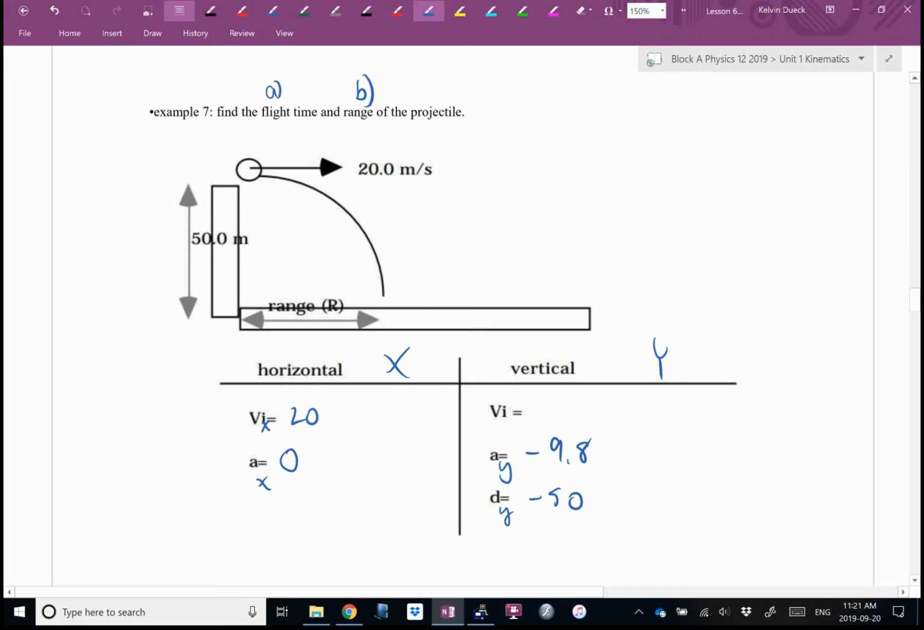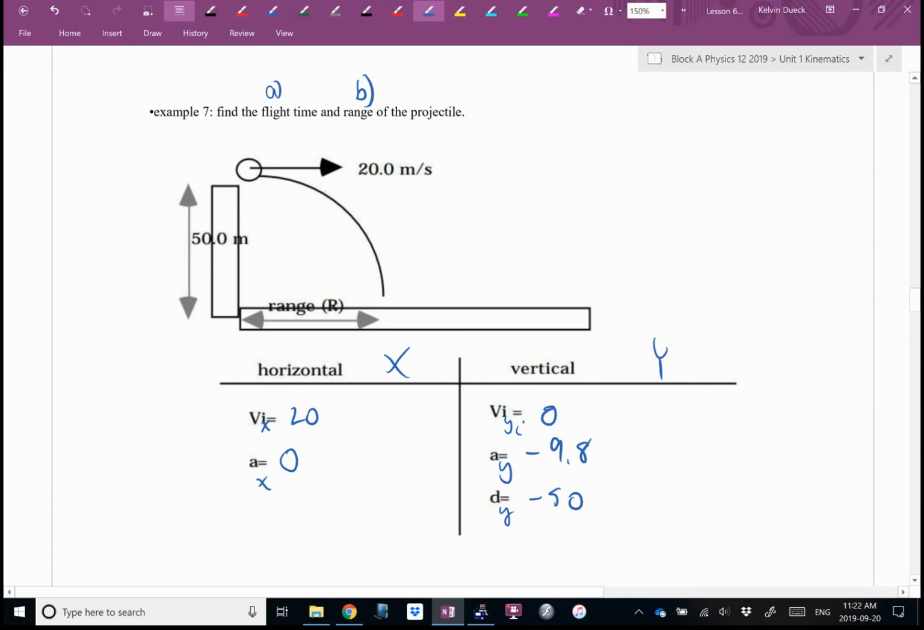How many things do I know in the horizontal column? 2. How many things do I know right now in the vertical column? 2. Not enough. I need 3 things to find the 4th, so there must be something else that I know. And there is. I know my initial vertical velocity, even though the question doesn't list it. If I launch horizontally from a cliff, what's my initial vertical velocity for the 1/1,000,000th of a second right after I leave the cliff? Vy initial is 0.